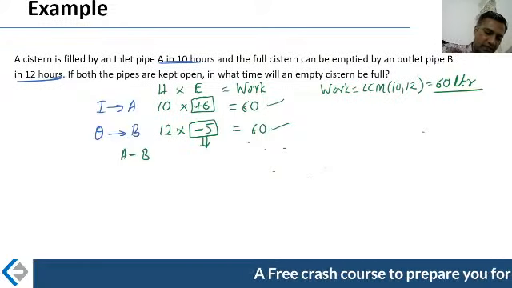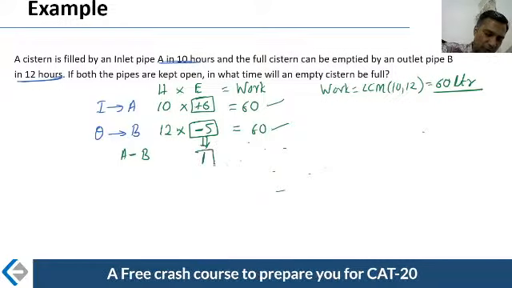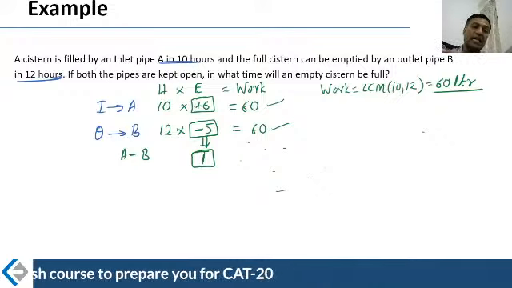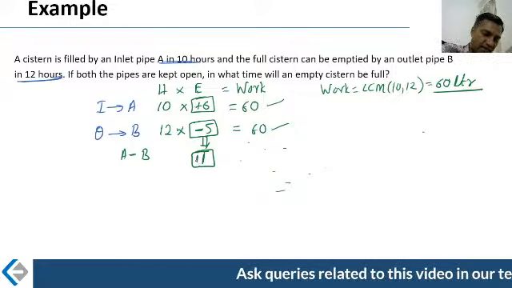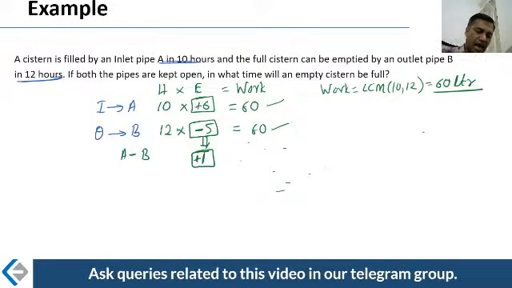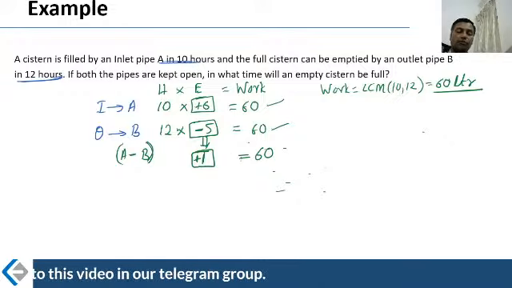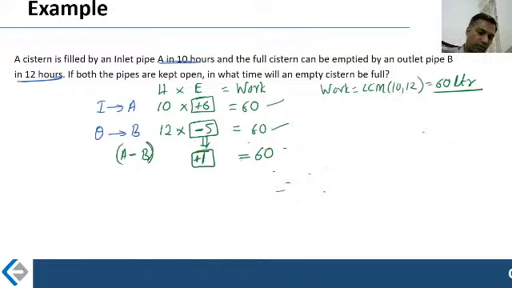Therefore, 6 minus 5. The net effect is they will be able to fill only 1 liter per hour. Why? Because one fellow is filling 6 liters per hour, the other fellow is drawing out 5 liters per hour. What is the net effect? Therefore, the net effect is positive. 1 liter is getting filled at the end of 1 hour when both the fellows A and B are operating. How much should they fill? The same 60 liters, at the rate of 1 liter per hour.